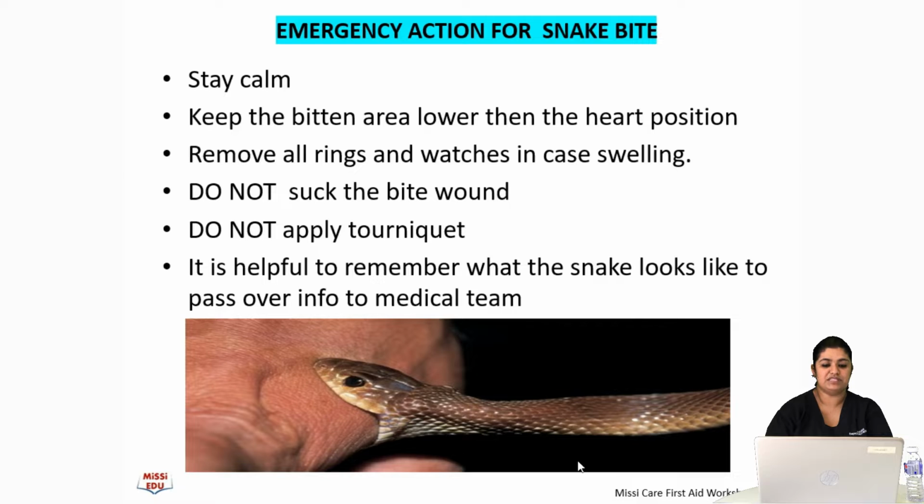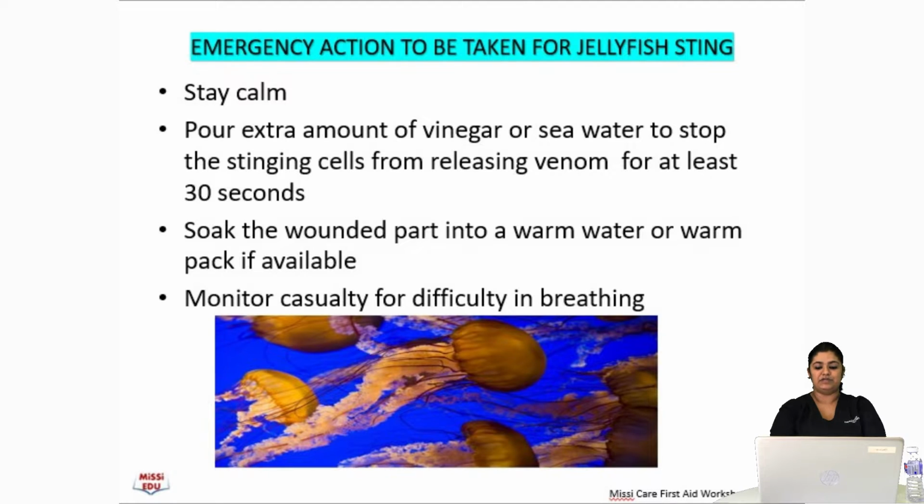Emergency actions for snake bite. Stay calm and keep the bitten area lower than the heart. Remove all rings and watches in case there's swelling. Do not suck the bite wound and do not apply a tourniquet. It is helpful to remember what the snake looks like to pass the information to the medical team.